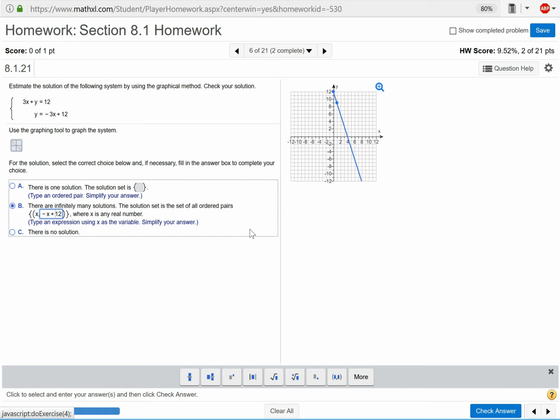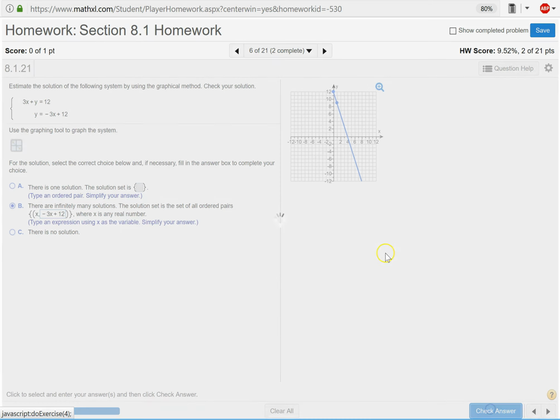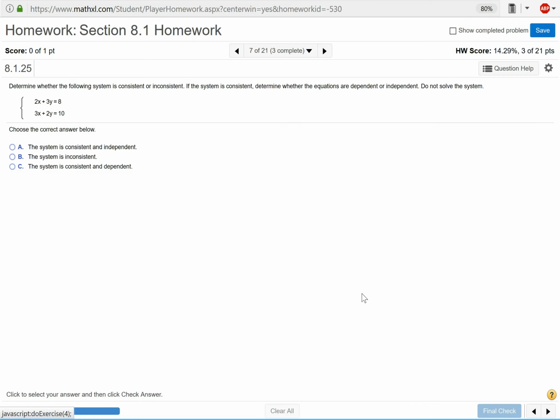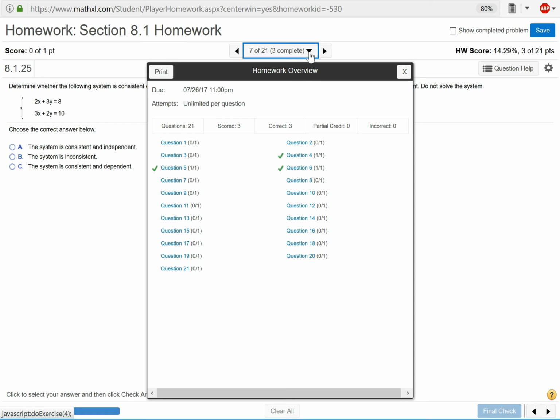That's the expression here. So negative 3x plus 12. Oh, I forgot the 3 in there. There should be 3 there. There you go. All right, let's check our answer. Let's see if we're right. We are right, of course. Okay, that's number 6. And the other question that was there is number 21.